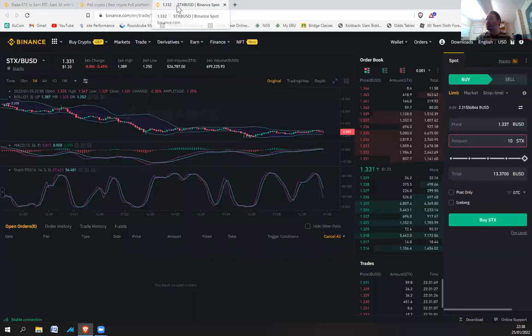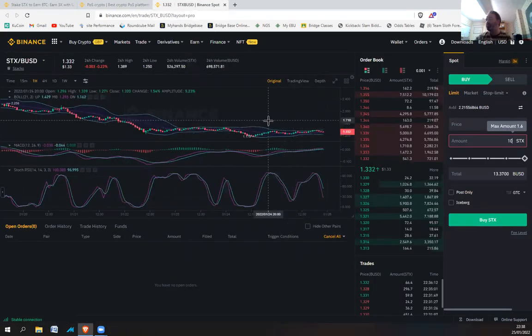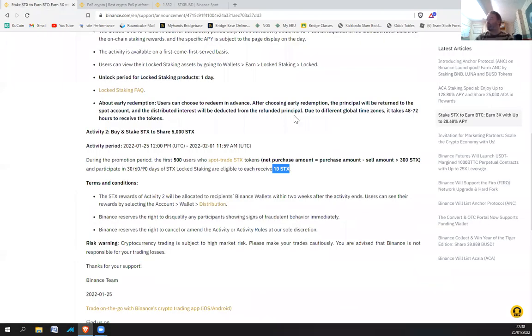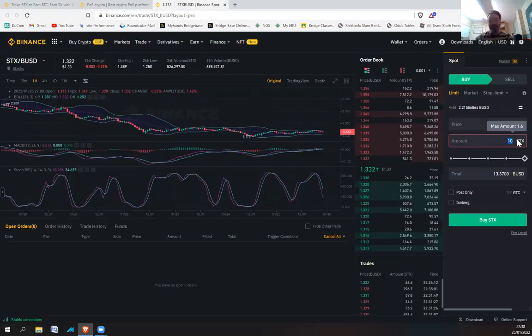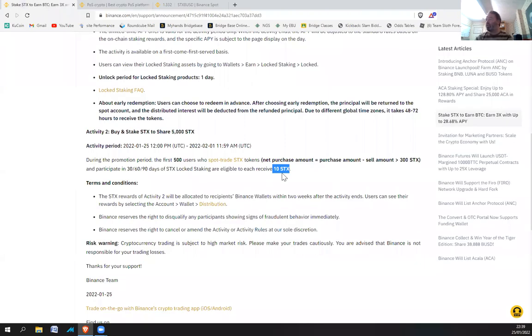So let's have a quick look at Stacks. Stacks is basically a layer one sort of dApp thing with Bitcoin. It's not as well known as others like Solana. So let's have a look at the price. You've got to trade about 350 Stacks. Did it say 350 or 300? I can't remember. 300 Stacks. So let's call it 301 to make sure it's over. It did say over 300 Stacks. If you get 301 Stacks, it's going to cost you $400. That's the amount you'll have to get if you want 10 free Stacks. And you've got to be quick, because it's down to the first 500 users only.